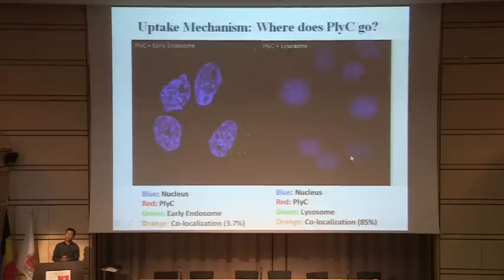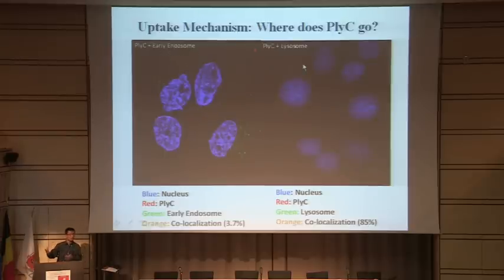And the last part we want to say is we're always talking about intracellular. What is the intracellular environment? What we did is we want to ask where does PlyC go intracellularly? So in cell biology, you have a bunch of subcellular markers you can stain your cells with. We use two of them, the early endosome and the lysosome.